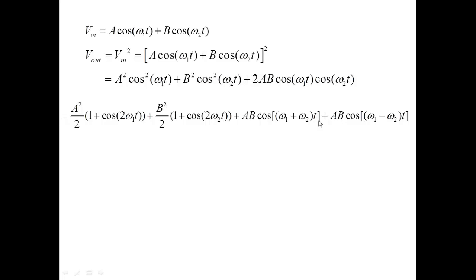Then what we can see here is that even though the input was having only two frequencies, omega 1 and omega 2, the output signal now has twice omega 1, twice omega 2, which are basically the harmonics of omega 1 and omega 2, and the addition and the difference frequencies of these two signal frequencies. That's why I said that a mixer is basically a circuit wherein when you put two signals of different frequencies omega 1 and omega 2, at the output you will get the sum, the difference and the harmonics.